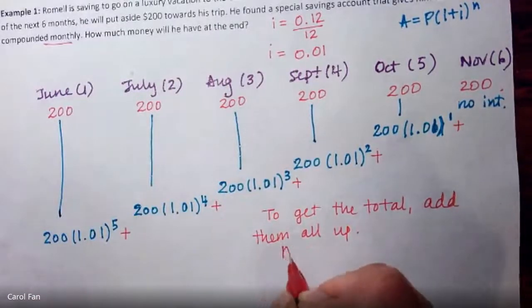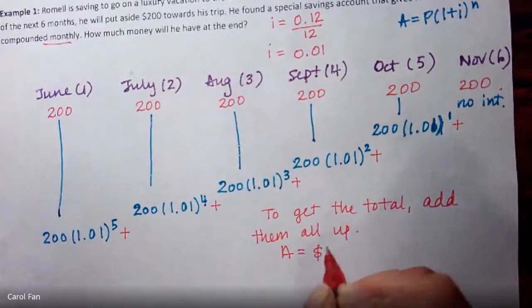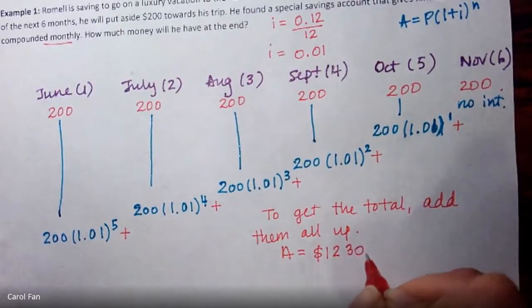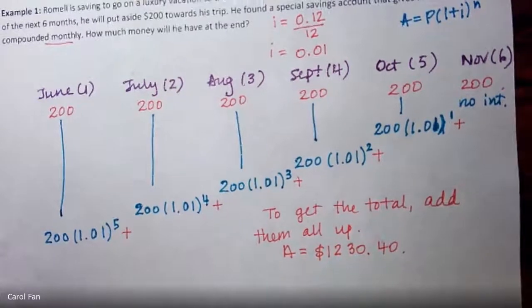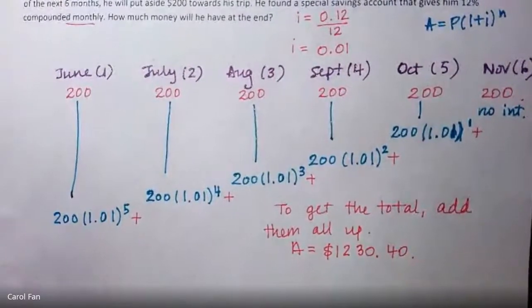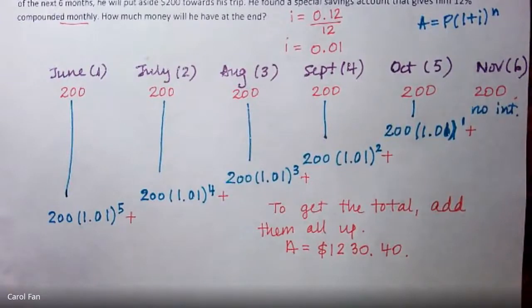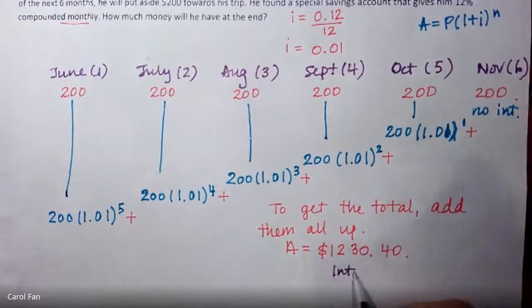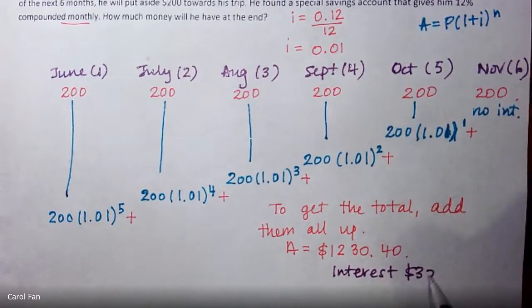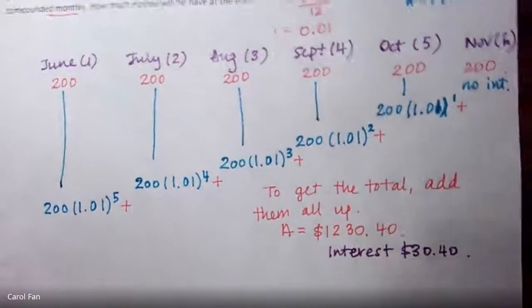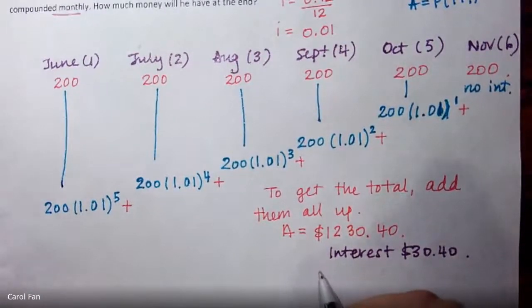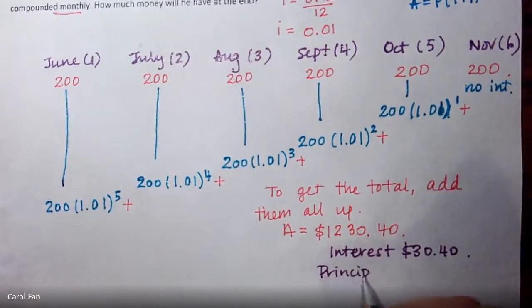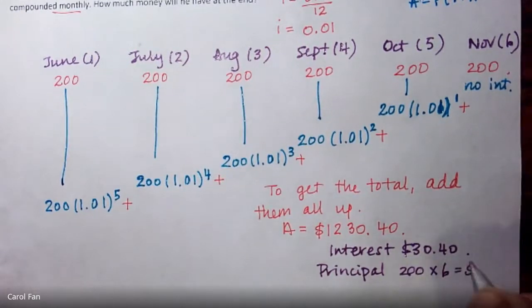So let's write it down. The amount here is $1,230.40. Now, because he decided to save with the bank and not with the shoebox under his bed, he's earned $30 in interest. And we know that altogether, he invested a principal of $200 times 6, which is equal to $1,200.